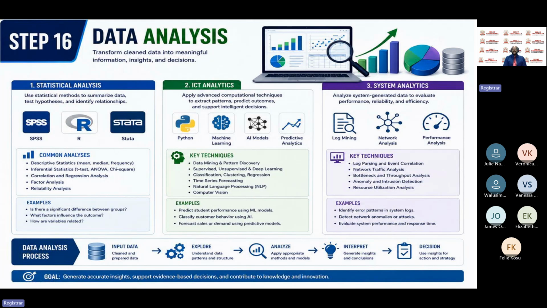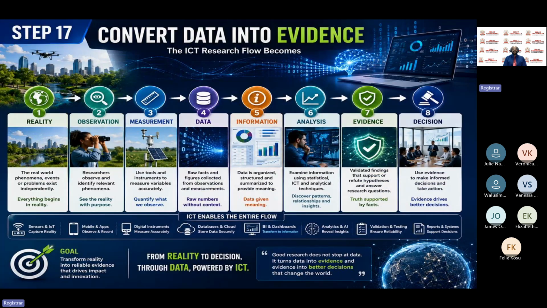Then we can use system analytics, because I told you we have three kinds of data, using log mining, network analysis, performance analysis. All these things we can use. So all the sources of data are analyzed in different ways. So in data analysis: input data, explore, analyze. Before inputting the data, we have to make sure it is clean and prepared well. So this will help you to take decisions. So that is step 16.